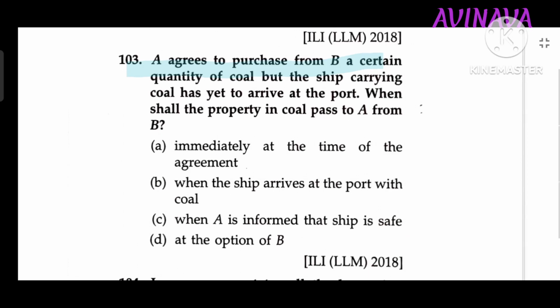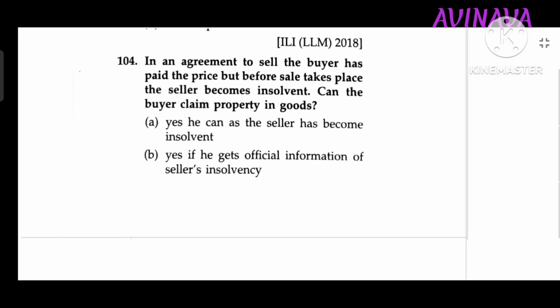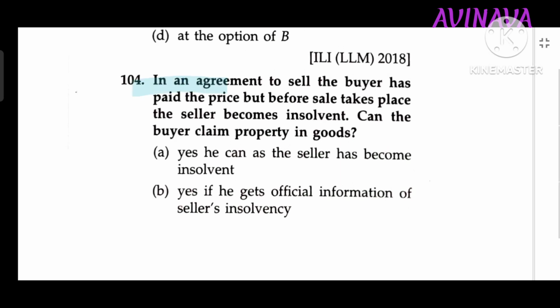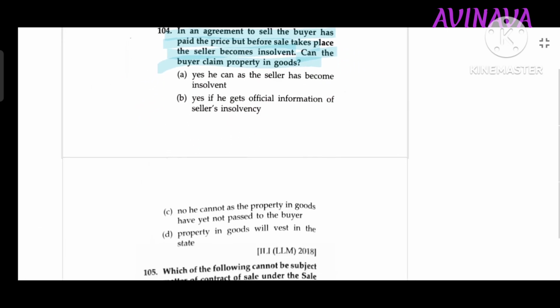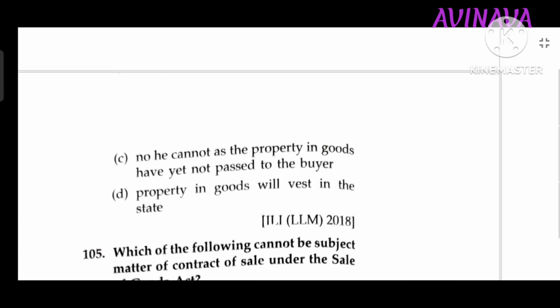A agreed to purchase from B a certain quantity of coal, but the ship carrying the coal has yet to arrive at the port. When does the property in the coal pass to A from B? When the ship arrives at the port with the coal. In an agreement to sell, the buyer has paid the price, but before the sale takes place, the seller becomes insolvent. Can the buyer claim the property in the goods? No, he cannot, as the property in the goods has not yet passed to the buyer.